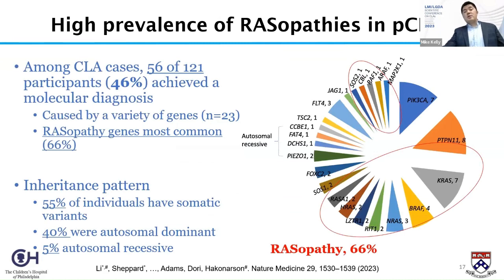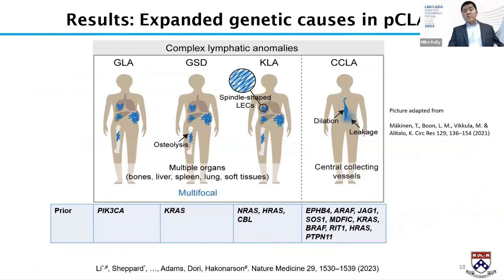So for the primary complex lymphatic anomaly, as Dr. Wickham mentioned, RASopathy is a great contributor. So here we solved 46% of those patients with 23 genes. But as you can see, they are enriched in the RASopathy, both germline and somatic. But just a little bit over half of the individuals have a somatic variant. 40% have autosomal dominant, and 5% have autosomal recessive.